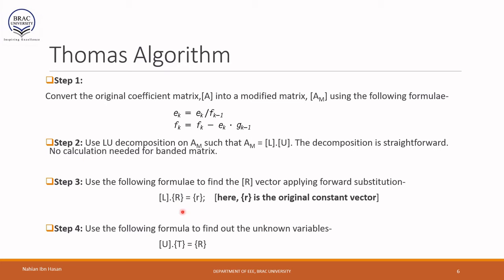But those are actually the same equations, the same formula, the same procedure. We are just denoting with different notations: small r for B, and capital R for D. So using these formulas, we determine the intermediate solutions of the R matrix, and once we get the R matrix, in step 4, using this formula, we can determine the values of the original unknown variables, which is denoted as the T vector. So T is our original unknown variables that we are going to determine. So that's the Thomas algorithm.